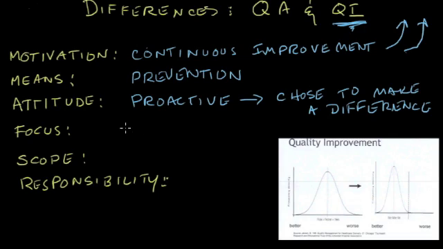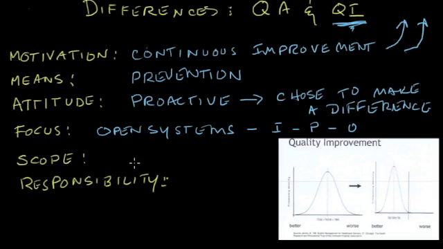The focus then is, as we described earlier in the curriculum, it's all around what we'll call the open systems model. That is input, process, outcome. And quality improvement takes a look at all of these components, not just one or the other. And that's an important differentiation between quality improvement and quality assurance.